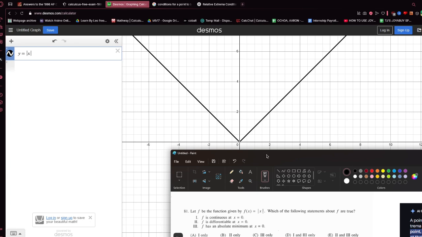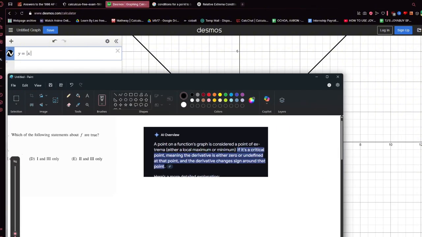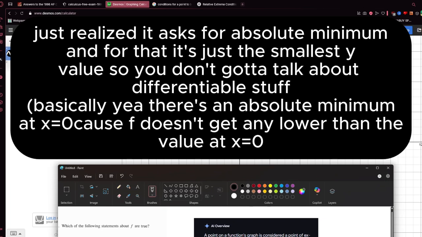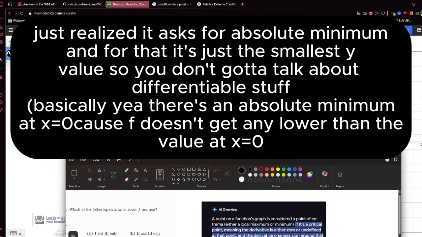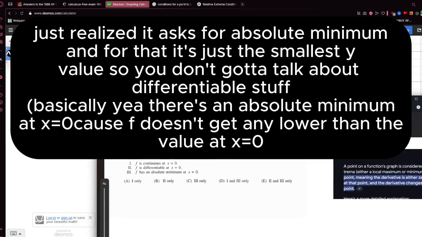So that means that f is not differentiable. So that means that statement 2 is false. And now for statement 3, there is an absolute minimum because let's look at our definition of extrema again. If it's a critical point, meaning that the derivative is either 0 or undefined. So the derivative is going to be undefined at this point because it's not differentiable. But even though it's not differentiable, we can still have an absolute minimum.